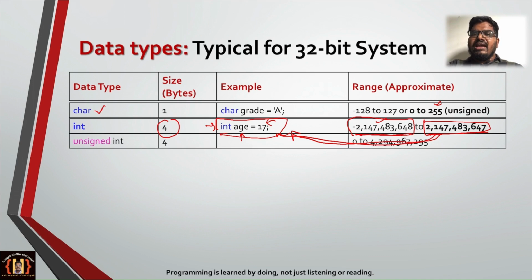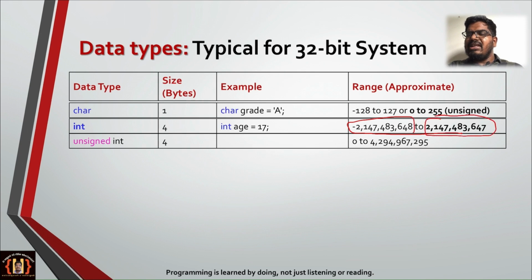So similarly, there are other types. I'll tell you in a minute what the meaning of unsigned and all is. We call these type modifiers. Now, I am saying here it is signed. By default, it is minus some number to plus some other number. Signed means there is a minus and a plus.